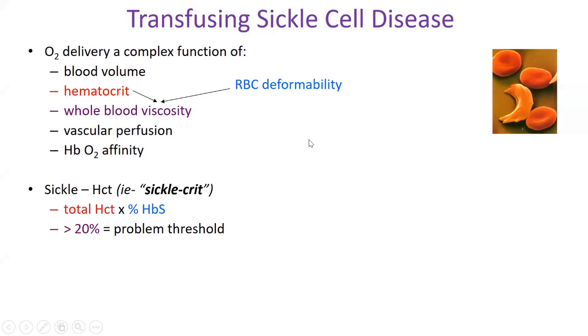And so we're mindful of what's known as the sickle crit. If you get above a threshold of 20%, the cross product of the hematocrit by the hemoglobin S percentage, we back away from top-ups and instead consider partial manual red cell exchanges or automated erythrocyte apheresis, depending on how important it is to do a deep exchange for the current clinical situation. Obviously, if it's an acute chest syndrome or a stroke, we want a deeper exchange rather than a more superficial exchange.